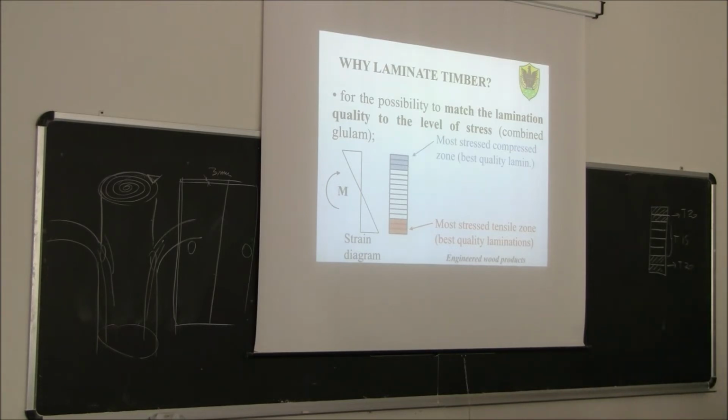This way, I'm going to use the stronger classes, also the most expensive ones, outside, where I need more strength, and the lower strength classes inside, where I need less. Okay, so this is called combined glued laminated timber, combined glulam.